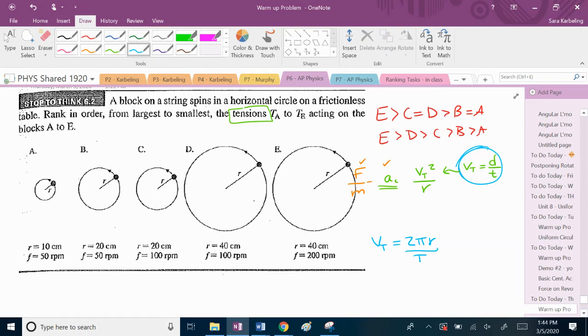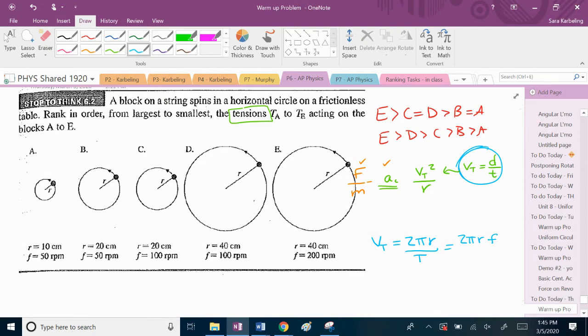And then if we think, okay, well, we're going in a circle, so it's 2 pi r, and then we have to divide by how long it takes. This is a pretty fundamental way to look at this. But they don't tell us any t's here, do they? But they do tell us f. How does f relate to t? It's the inverse, right? So instead of writing 2 pi r over t, I could write 2 pi r over 1 over f, which is the same as just multiplying by f. Is that okay? Awesome. All right, so I've got 2 pi r f.